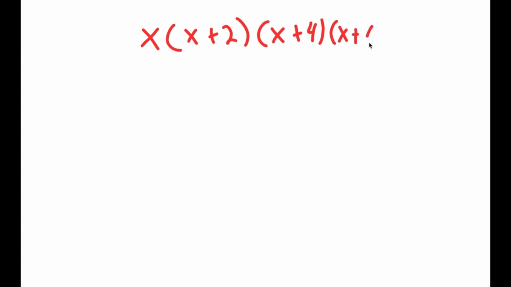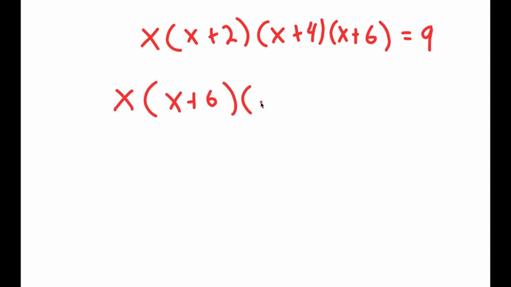Alright, so in this video, I'm going to solve the equation x times x plus 2 times x plus 4 times x plus 6 is equal to 9. So to solve this, I'm going to first start by reordering this. So I'm going to write this instead as x times x plus 6 at the start, times x plus 2 times x plus 4 is equal to 9.